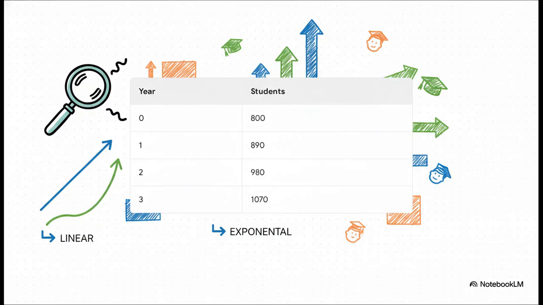But now let's take that pattern spotting skill we just learned and use it on a more real-world kind of problem. Okay, here's our data. It's the student enrollment from Martinez High School over a few years. Now, just looking at it, you can tell the number of students is going up. It's growing. But the real question is, how is it growing? Is this a linear pattern or an exponential one? Let's put on our detective hats and find out.